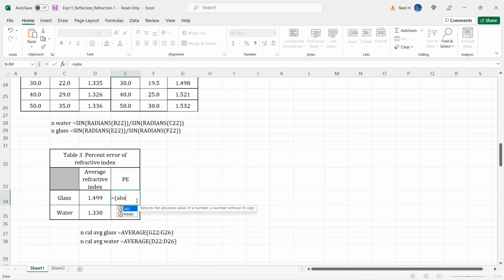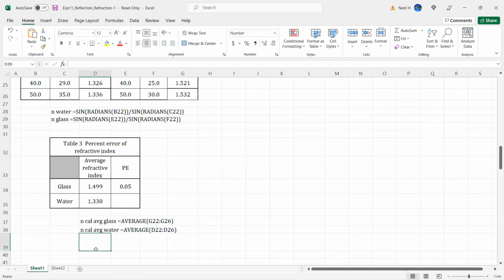Equal open bracket ABS, open brackets, expected number for the glass 1.5 minus calculated value, which is on D34, close bracket, divide by 1.5, close bracket, multiply by 100. So the error is really very low, 0.05. That is PE for glass. Then we'll do the same for PE for water.